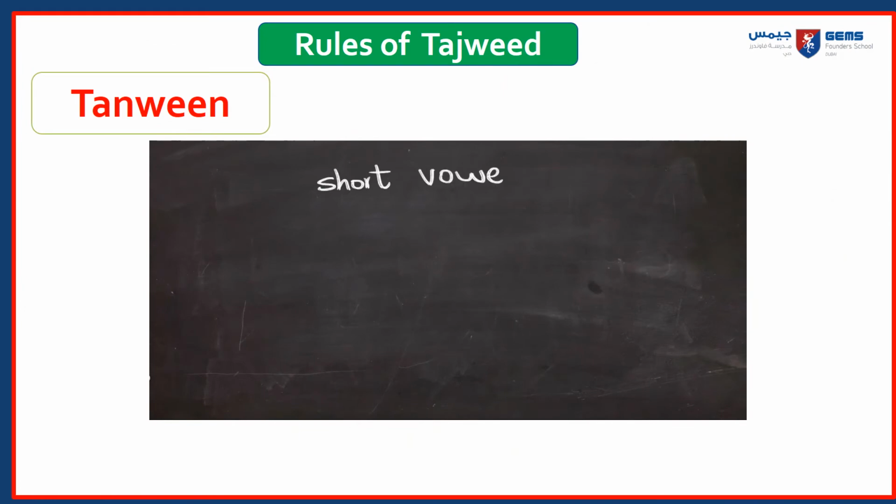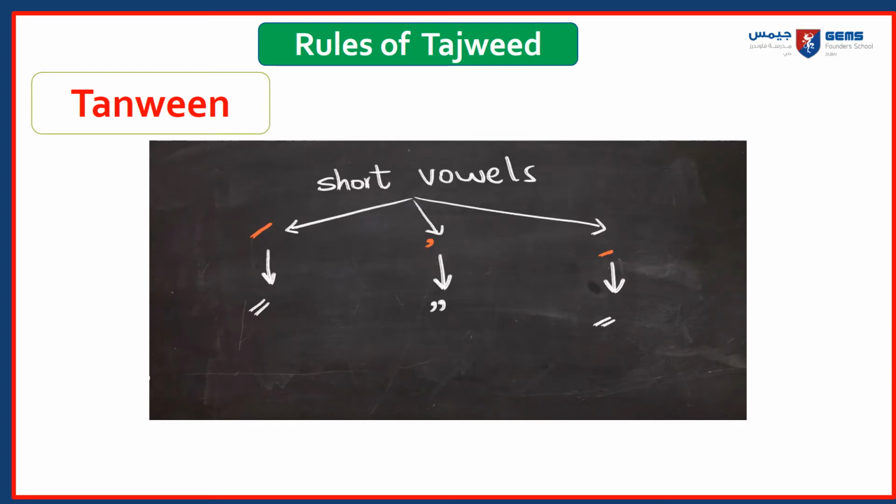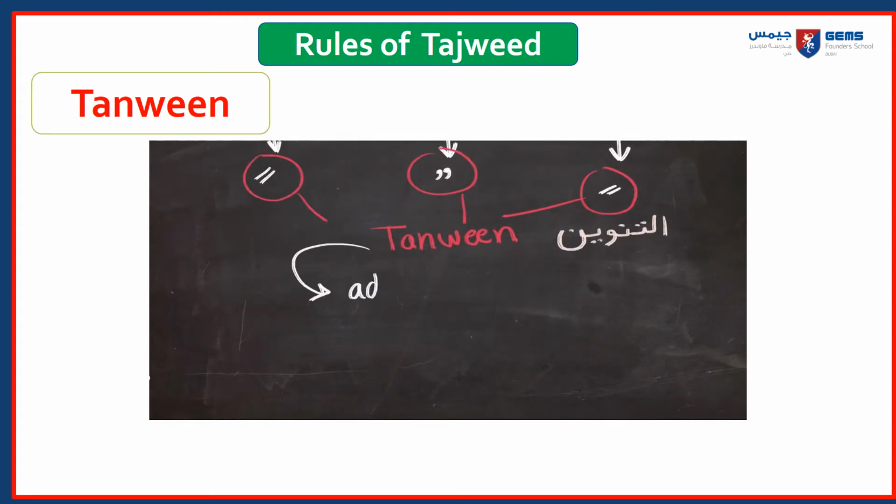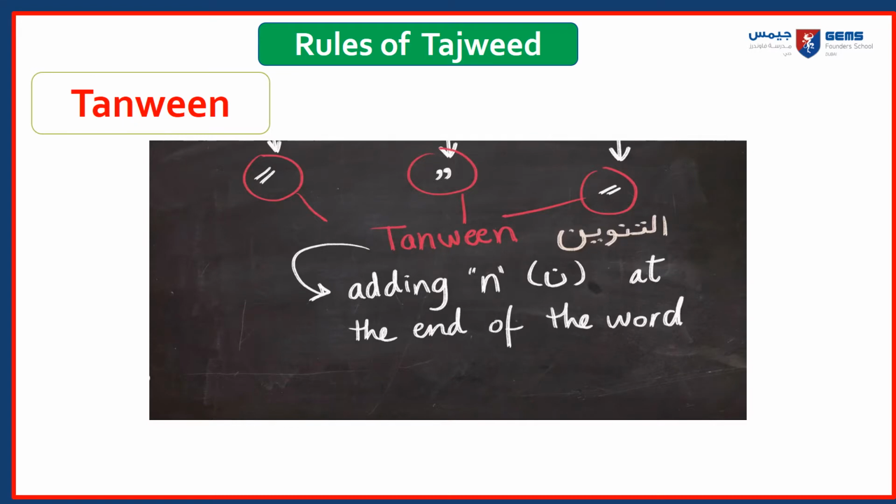So for 2 lessons, we've talked about the short vowels in Arabic. They are Fatha, Dhamma, and Kasra. And today we're going to talk about the possibility of doubling these short vowels to produce a new sound. This phenomenon is called tanween. Tanween means adding n or noon at the end of the word. We only add it in pronunciation, but we don't actually add it in writing.